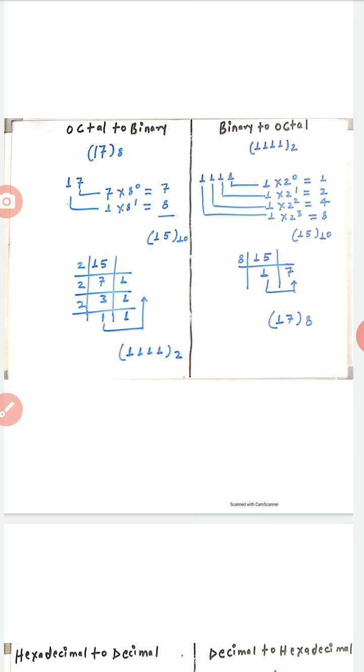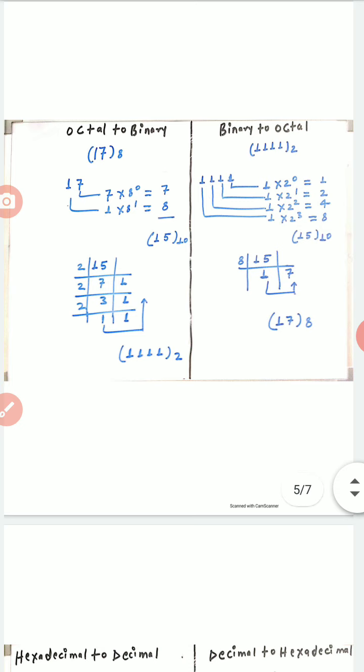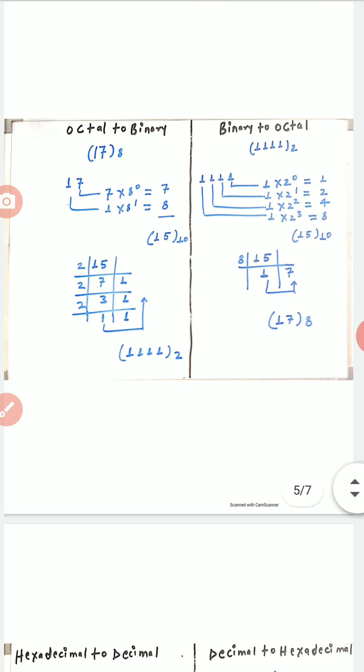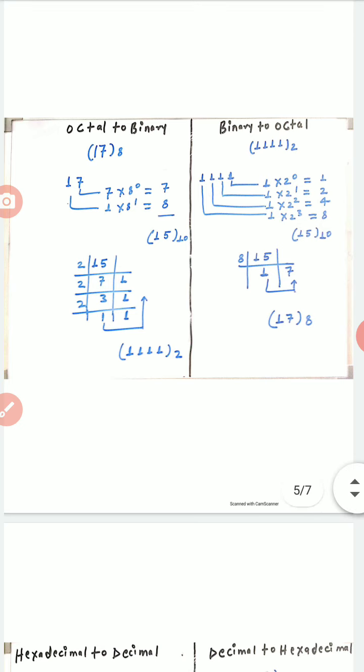So as I mentioned in the formula, if I need to convert binary to octal, first I need to convert binary to decimal. Then converting decimal to octal is very easy. So that's why first I am converting any binary number. The binary number is 1111, four times one, base 2.